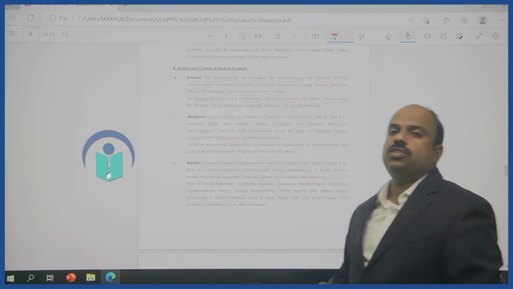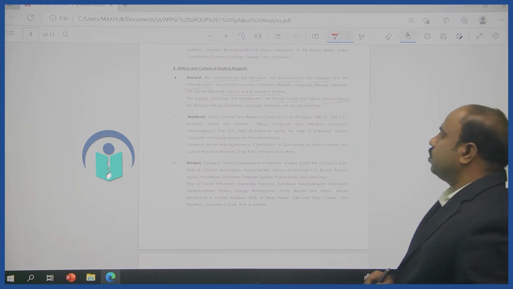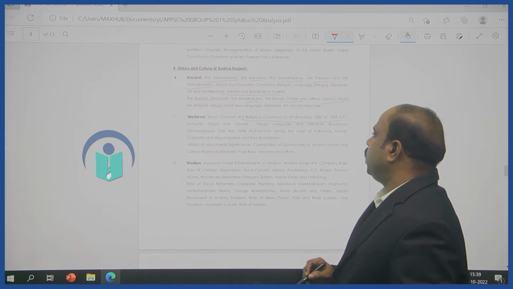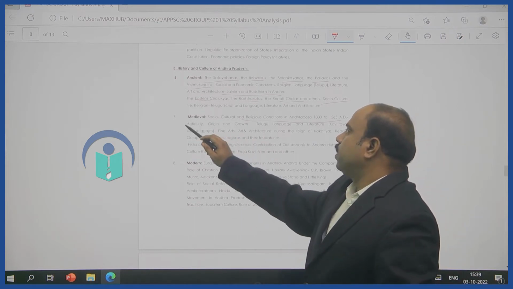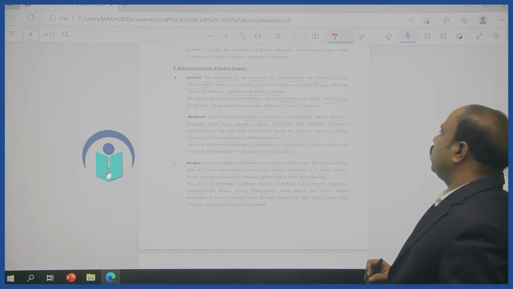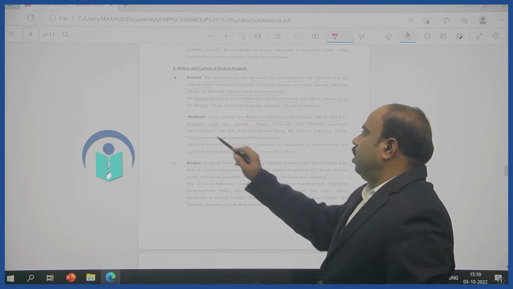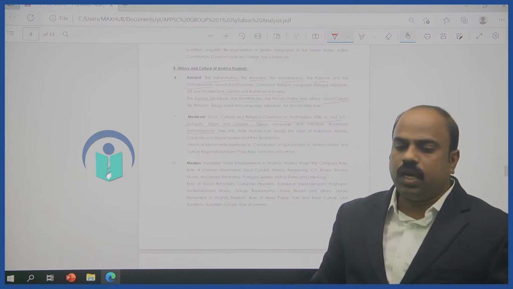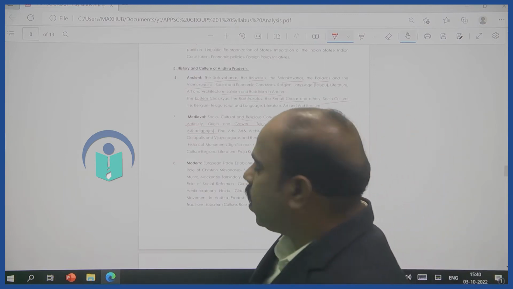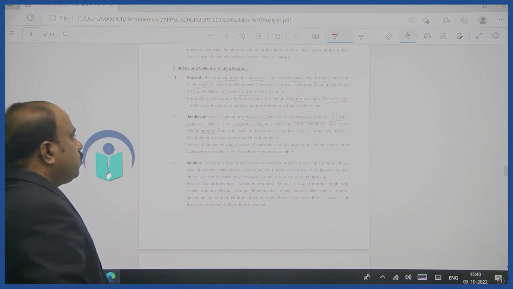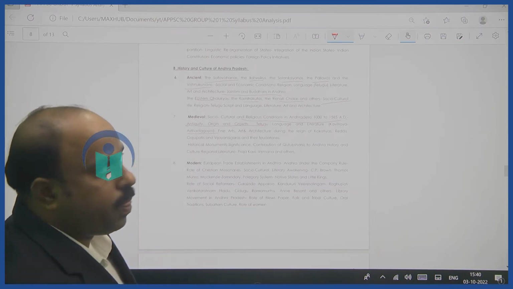The next, about the medieval history of Andhra Pradesh. Okay, following. So here, about religious conditions in Andhra Desha, 1000 to 1565 AD. The next, antiquity, origin, growth of the Telugu language and literature. Next, about the Kavitrayas and Ashtadiggajas, following.